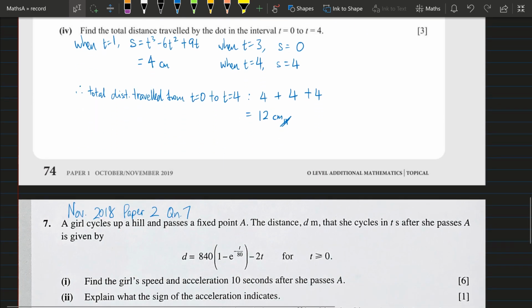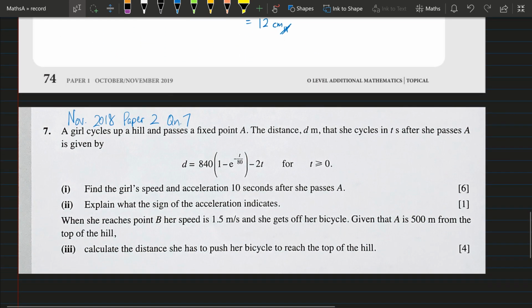So another kind of very typical kinematics question, right, is they like to give an exponential function. So this question is from November 2018, paper 2, question 7.